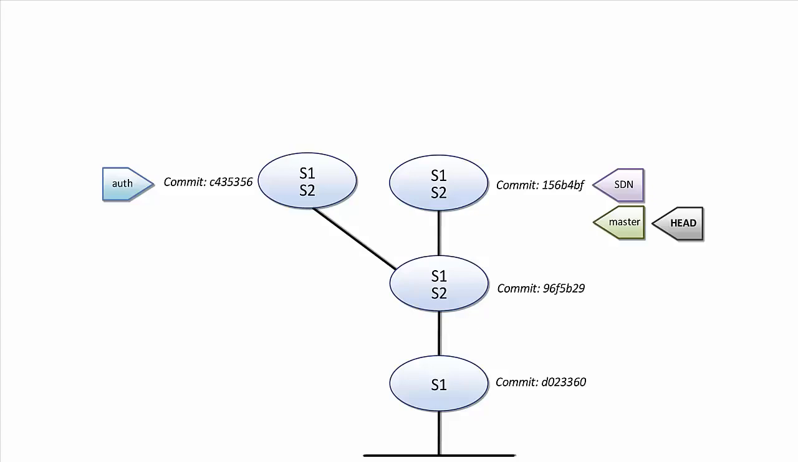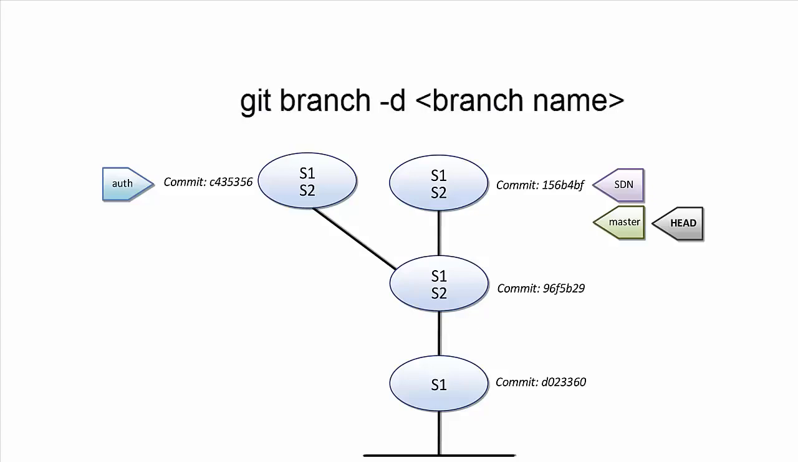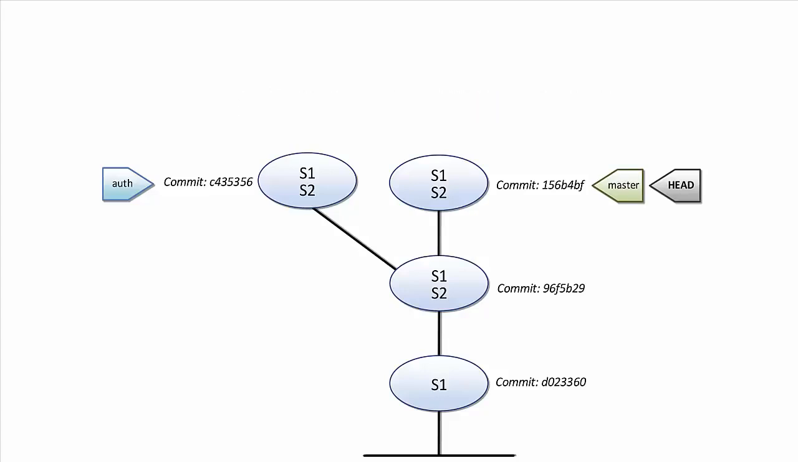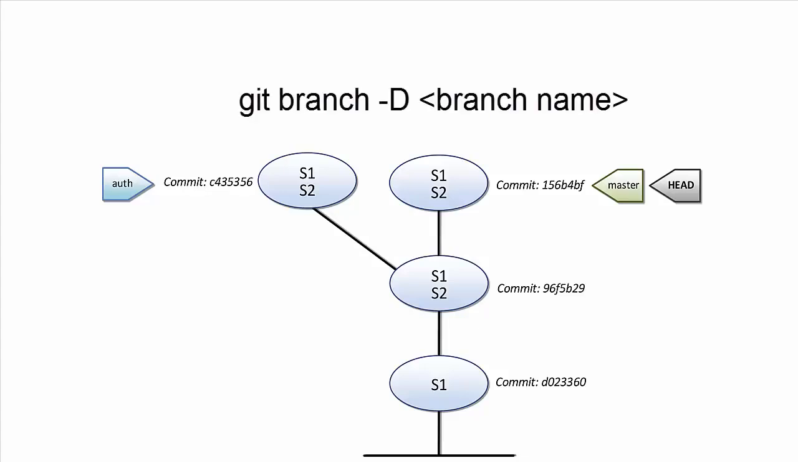We saw how to delete branches with git branch -d. This command will only delete merged branches as seen with git branch --merged. If we wanted to delete branches that are not merged, we could use uppercase D.